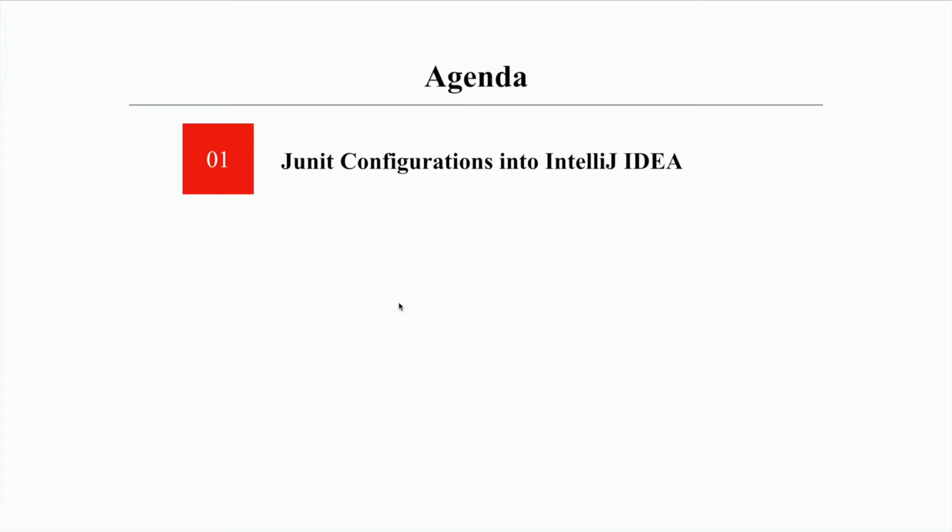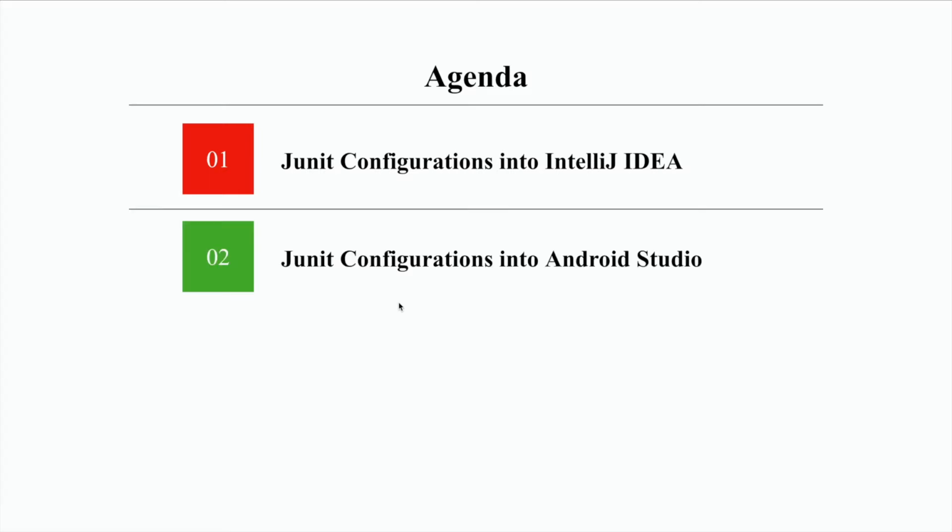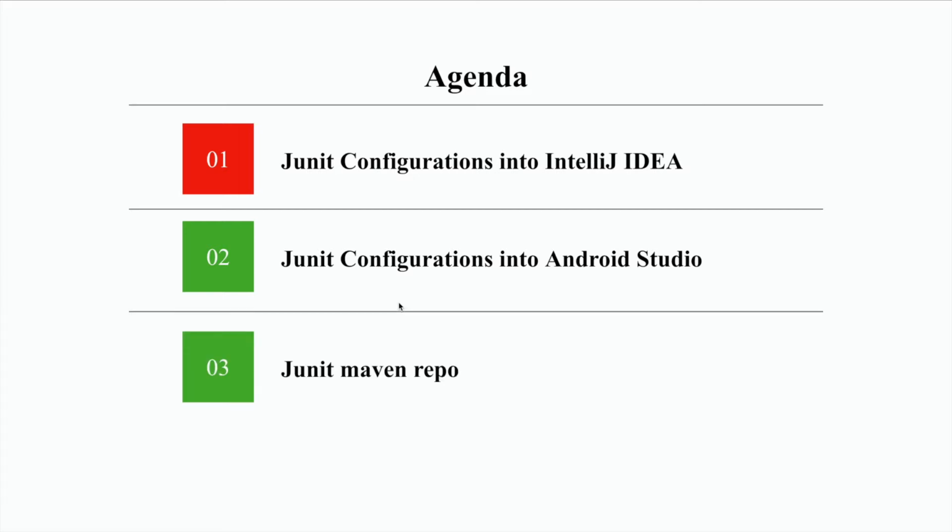Next, we will understand the JUnit configurations into Android Studio. Android Studio is the default IDE used for Android application development. Next, we will go to the JUnit Maven repository, wherein we will see various JUnit versions and ways to configure them for the respective build systems. Once we are done with this, I am confident that you guys will be able to configure JUnit framework into IDE of your choice. So let's get started and learn how to configure JUnit into IntelliJ IDEA.